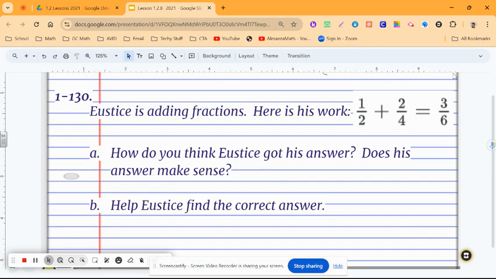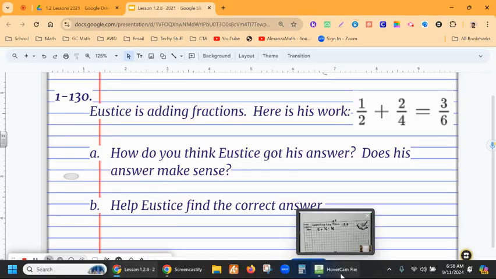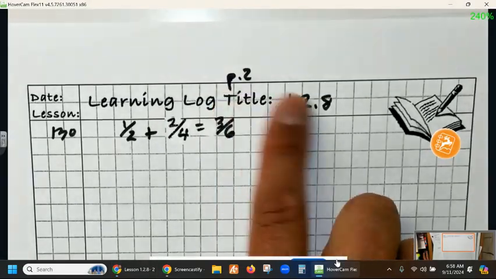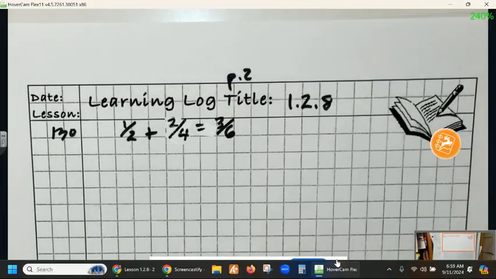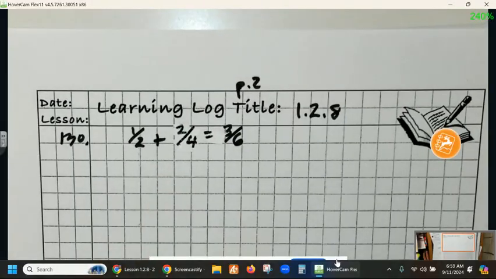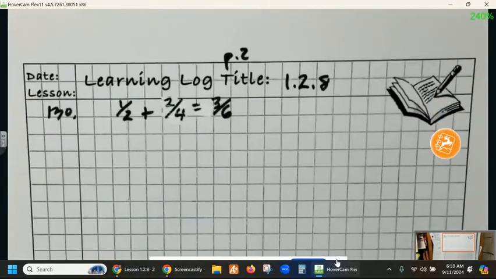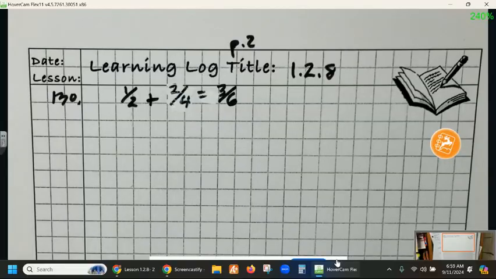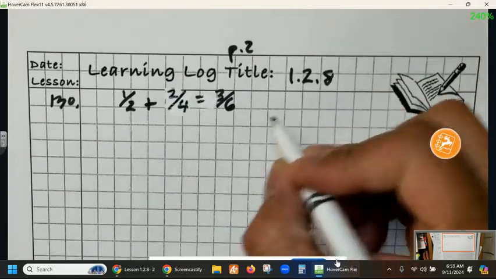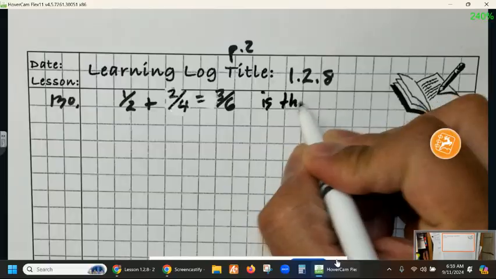We have Eustace who's adding fractions. So we're on page 2 of our toolkit. Here's his work. 1/2 plus 2/4 equals 3/6. So let's go ahead and set up our paper. So this is page 2, lesson 128, and the question in our book is 130. So here's Eustace's work. Go ahead and copy that down. And our question is, does this make sense? Or is this correct?